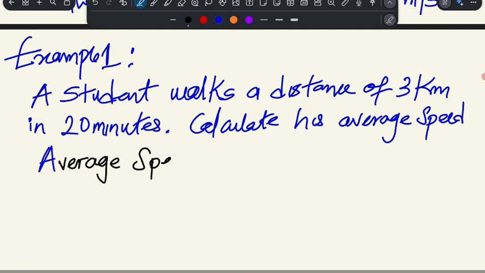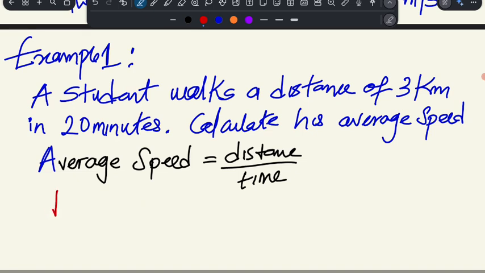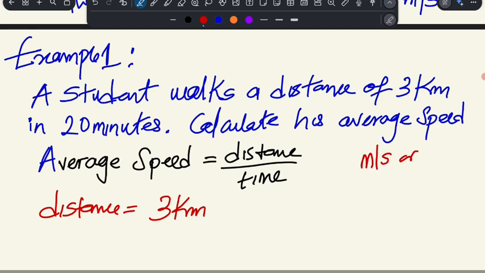Average speed is the distance divided by time. But there's something you must put in place from the given values. We have been given the distance, which is 3 kilometers. As I've said earlier, the SI unit of speed is meter per second or kilometer per hour. These are the two options, but let's go for meter per second.